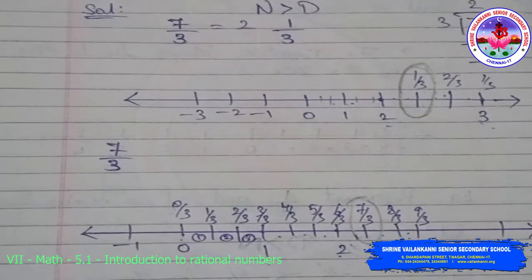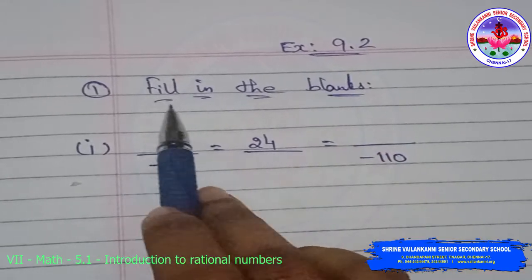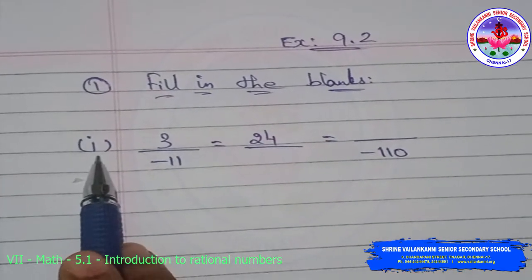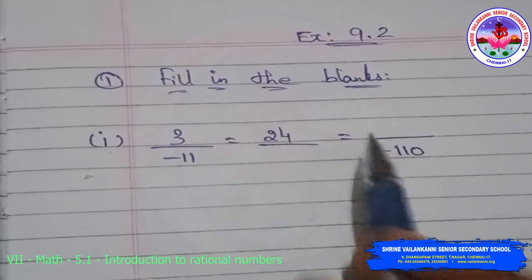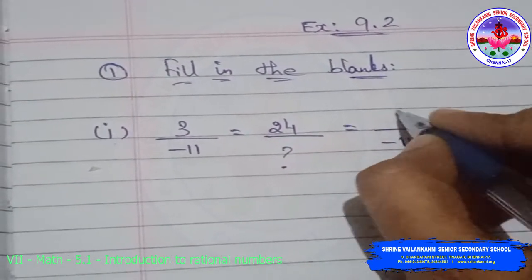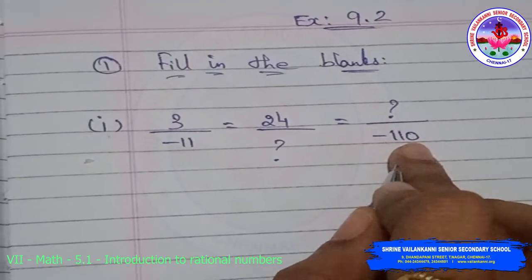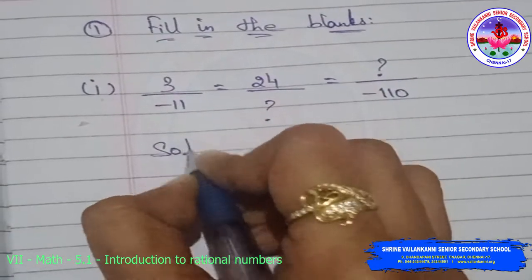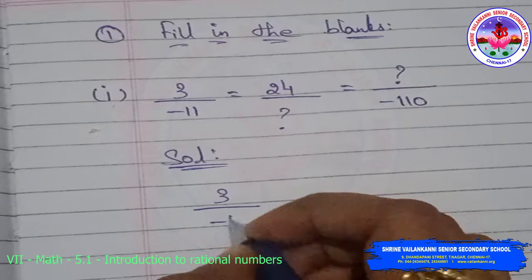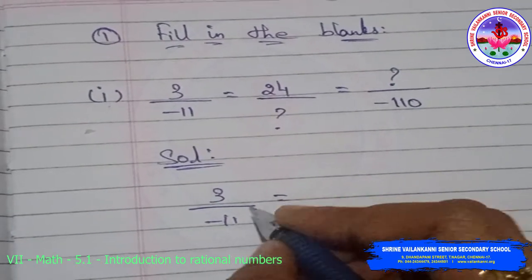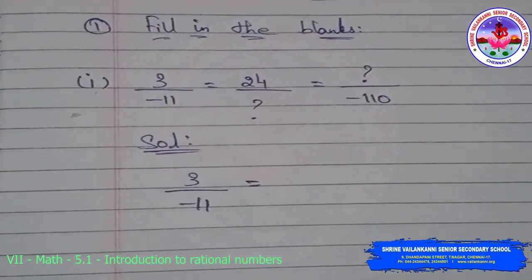Next, exercise 9.2, the first question, fill in the blanks. The first one: 3 by negative 11 is equal to 24 by what, is equal to, the numerator is what and the denominator is negative 110. Write the solution. First find the first value. 3 by negative 11 is equal to, using equivalent rational numbers.